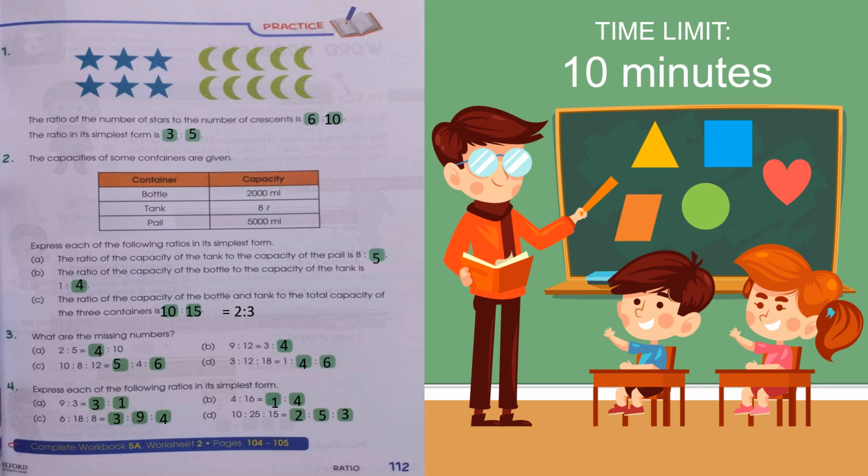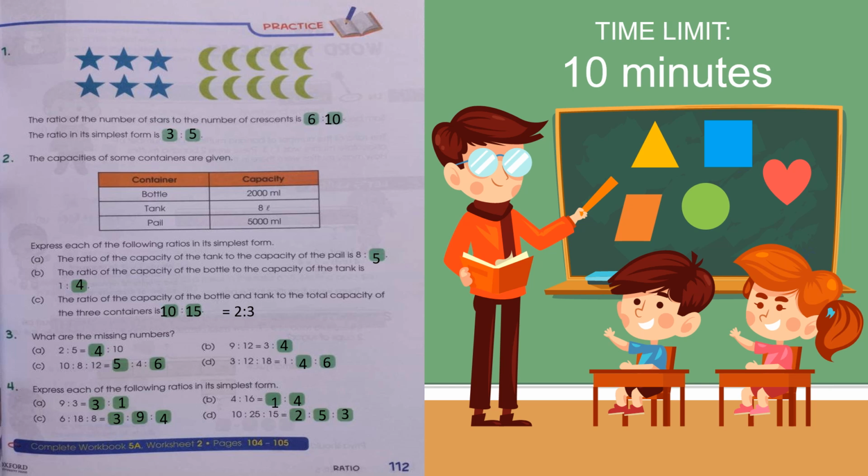Now here the common factor is 5. So we are going to divide both numbers by 5. So 10 divided by 5 is 2, and 15 divided by 5 is 3. So we have the ratio 2:3 as our answer.